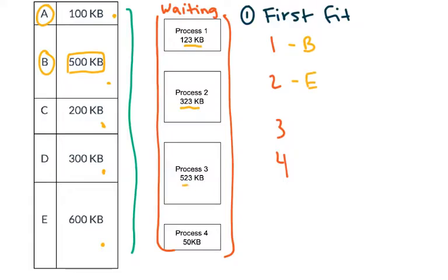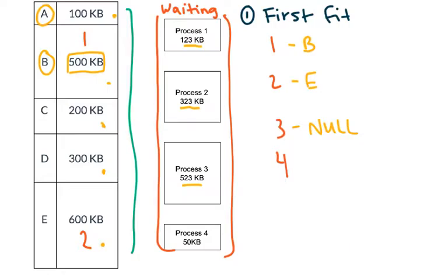All right, process 3 needs 523 kilobytes. We can walk down through all of these, but just glancing at it, you'll find that there's no spot available that can fill this request. Just to be clear, process 1 is here and process 2 is here. So now process 3, I'm going to write it as null. It can't be run just quite yet.